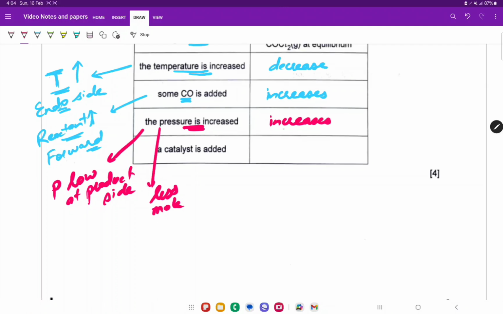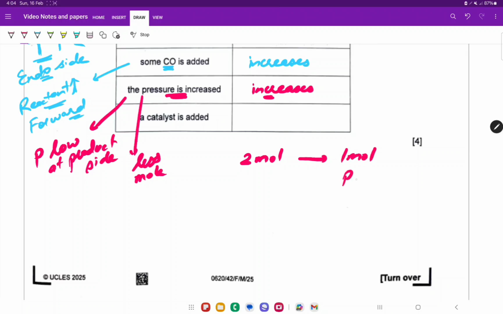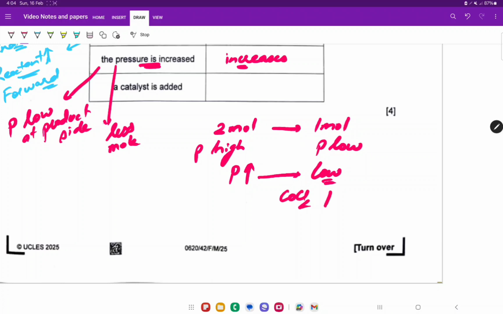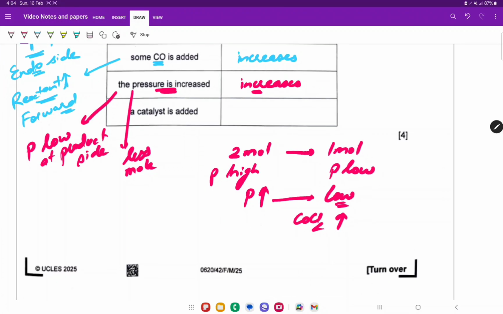Thus, if the pressure is increased, as per our principle, the reaction should move in the forward direction. Why? Because there are 2 moles on the reactant side and 1 mole on the product side. It means pressure is low on the product side and high on the reactant side. According to Le Chatelier's principle, if you increase pressure, the reaction should move towards the side with fewer moles, which is my forward direction. Hence, COCl2 concentration will increase. This should be the answer.